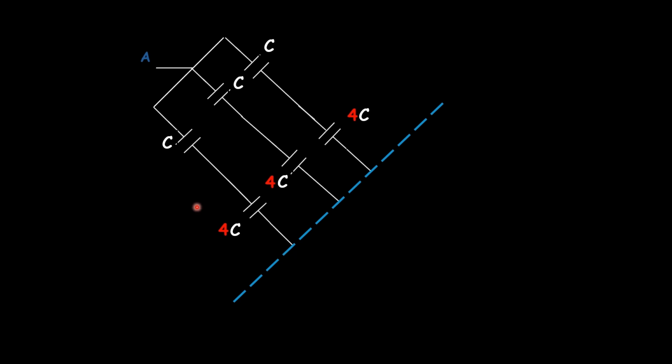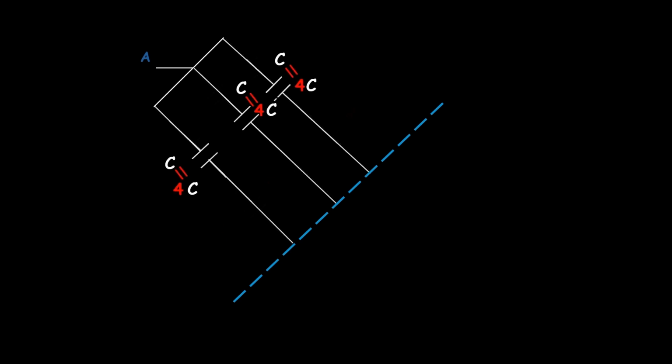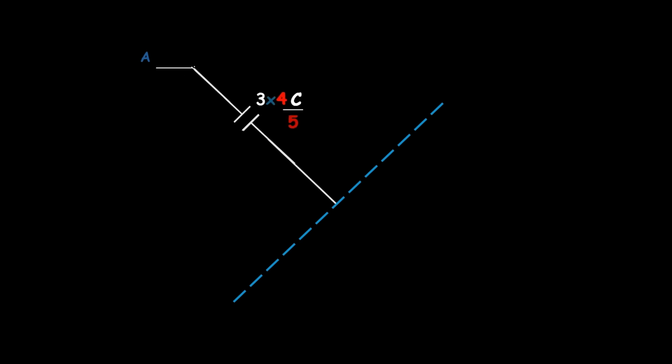Here we can see these two capacitors are in series, and also in these two branches. For series capacitors, we need to take the parallel equation of the resistors, which is product divided by sum. So 4 multiplied by 1 divided by 4 plus 1, which is 4 by 5 C. As we can see, these three capacitors are in parallel. For parallel capacitors, we need to take the series equation of the resistors, which is to add all three capacitance values, which gives 3 times 4 by 5 C. And we got the half circuit value as 12C by 5 farad.